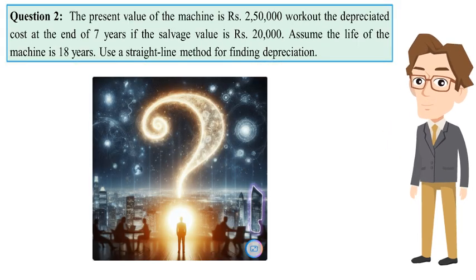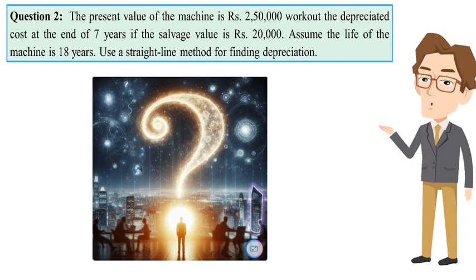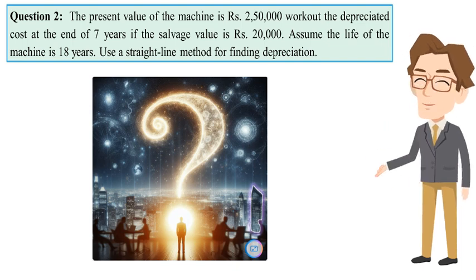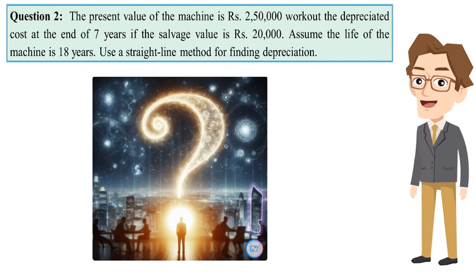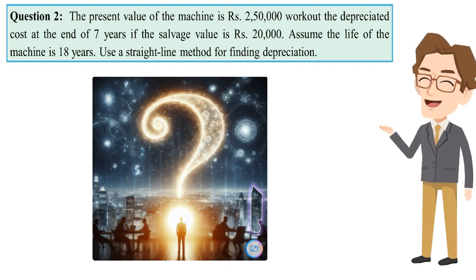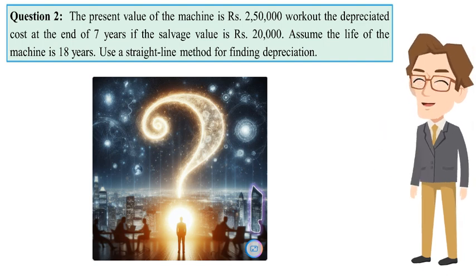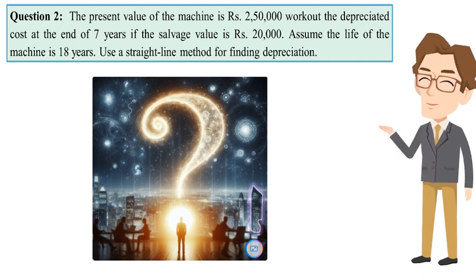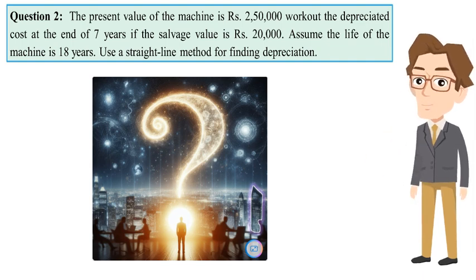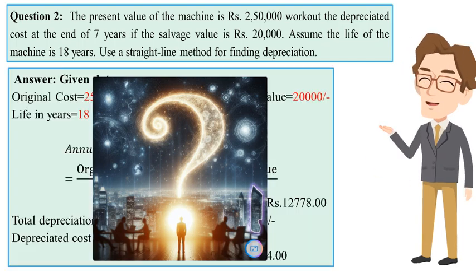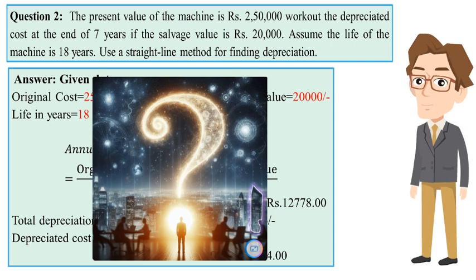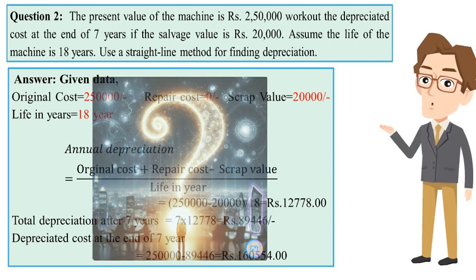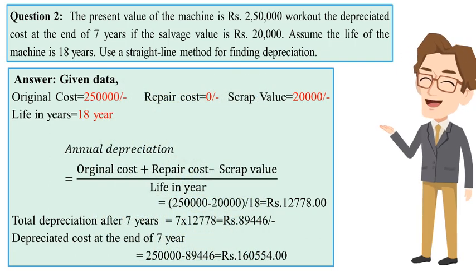Question 2. The present value of the machine is Rs 2,50,000. Work out the depreciated cost at the end of 7 years if the salvage value is 20,000 rupees. Assume the life of the machine is 18 years. Use a straight line method for finding depreciation. Let's start with the given data.